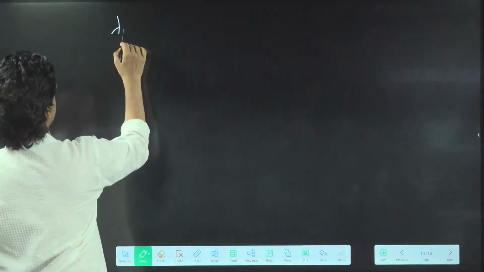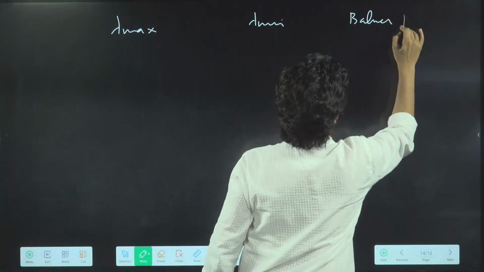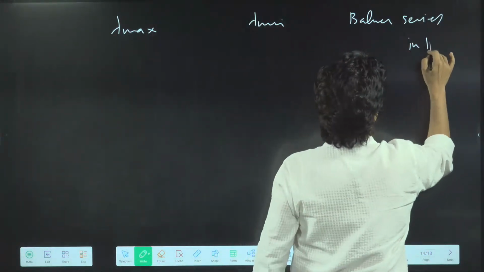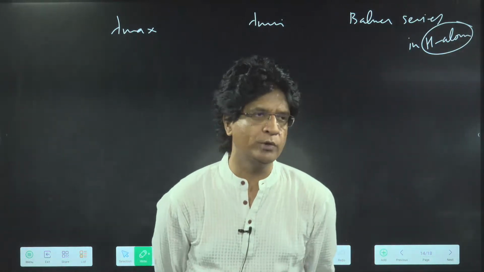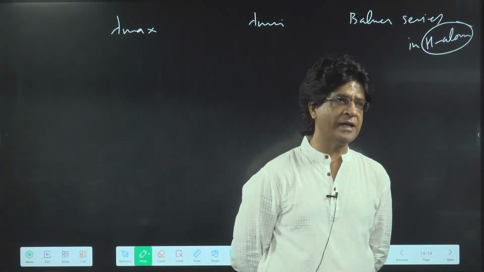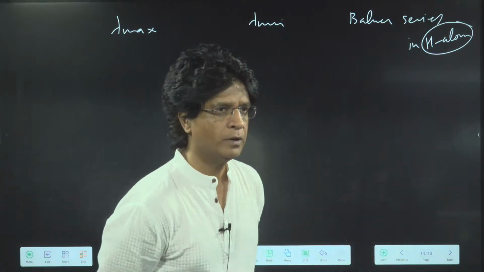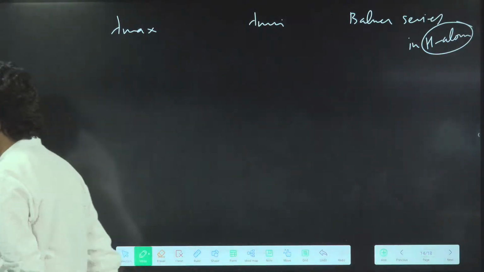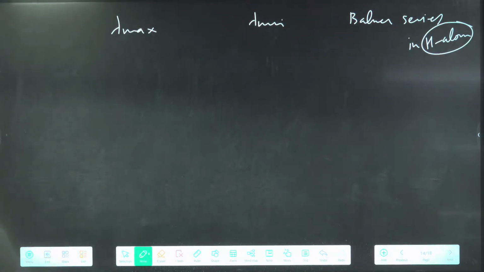Same question, but this time you have to find lambda max and lambda min for Balmer series in hydrogen atom. Be careful. All these questions we are doing today belong to the hydrogen atom. With respect to one electron species other than hydrogen atom, we'll do the question maybe later on. Come on, find it out. In 1 minute, I want both the answers from all of you. Everyone should be solving lambda max, lambda min for hydrogen atom, for Balmer series.